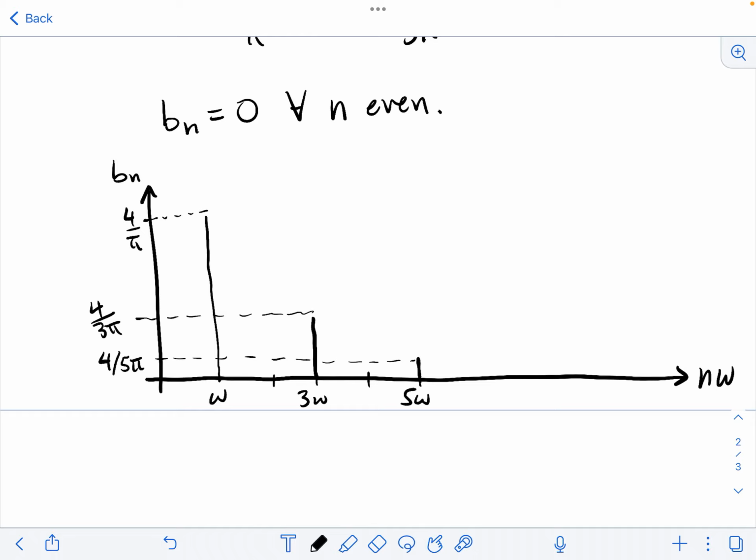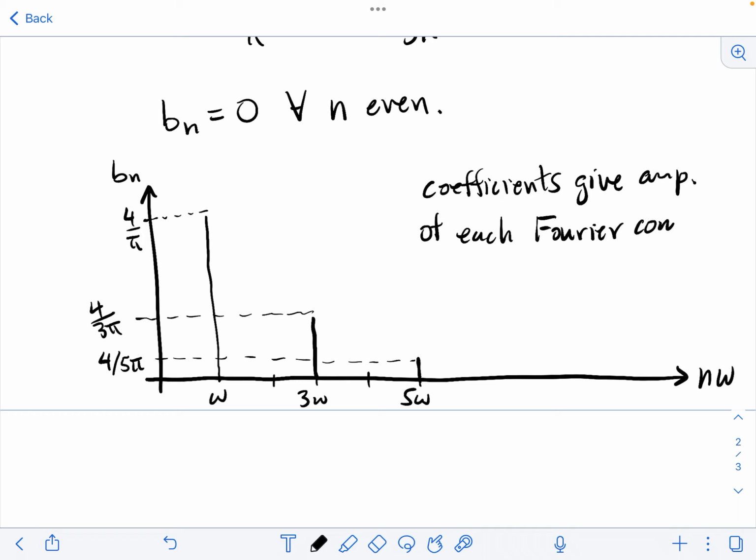So the interpretation is that the coefficients an and bn, in this case an are all equal 0, but the bn's have some non-zero values, and what they do is they give the amplitude of each Fourier component. And so all those different Fourier components have different frequencies. There's a component at frequency omega, a component at 3 omega, 5 omega in the case of the square wave.